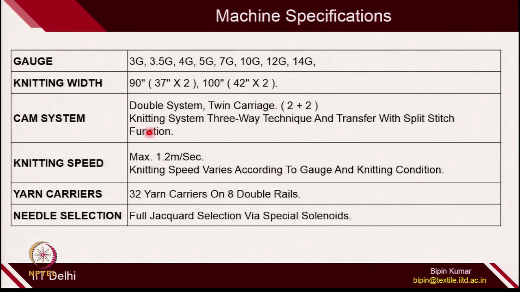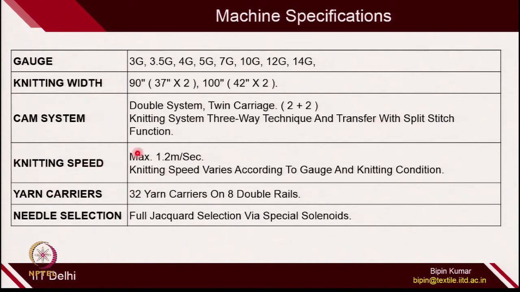The other thing is the knitting system with three way technique. Three way technique means each of these cam systems can be set to loop, tuck and float settings. Also transfer with split stitches. So there is also a possibility to transfer the loop from one side to the other side. This is the meaning of loop transfer.